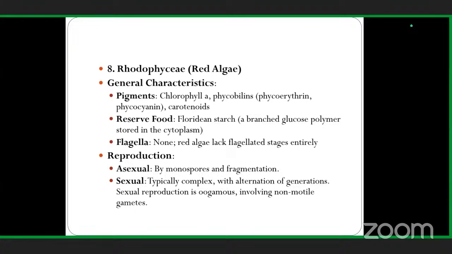Reserve food is Floridean starch, a branched glucose polymer stored in the cytoplasm. So this is also a form of starch known as Floridean starch. This is a branched glucose polymer, and it is stored in the cytoplasm.